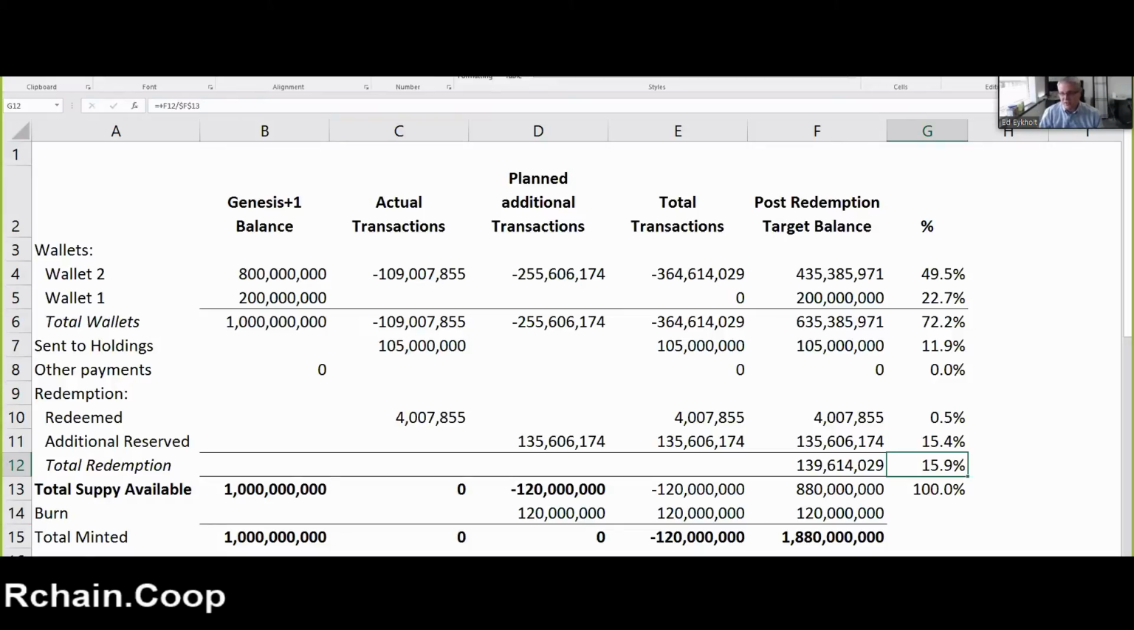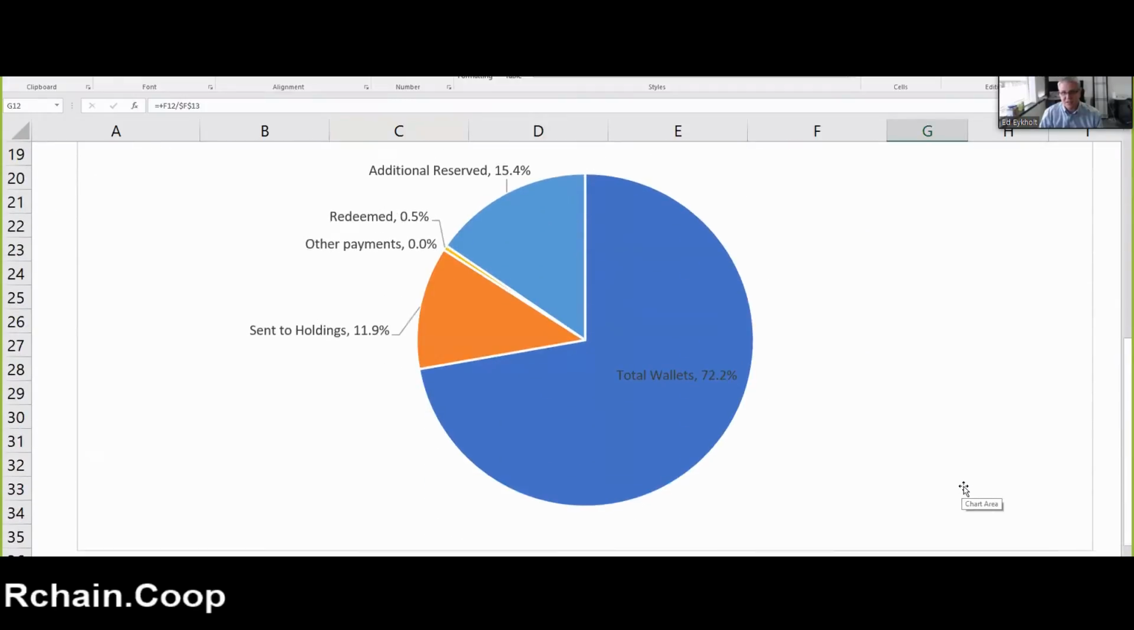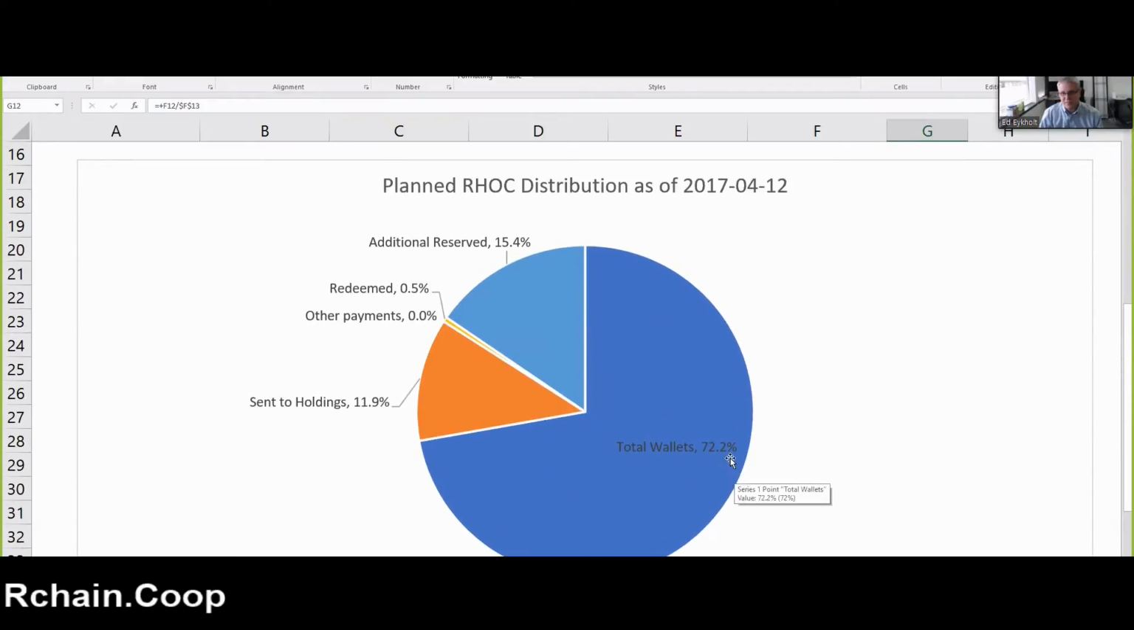To see that on a pie basis, it looks like this. The total wallets is 72.2%. Sent to holdings is 11.9% after burn. And then the reserve for additional redemption is 15.4%. 0.5% has been redeemed thus far. And then there'll be other payments as well, but that'll come out of these wallets. We just haven't forecast all of those. For example, there's some developer payments, some marketing payments that are owed, and so forth.